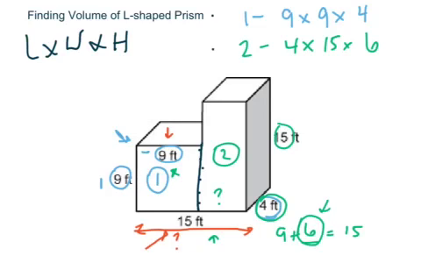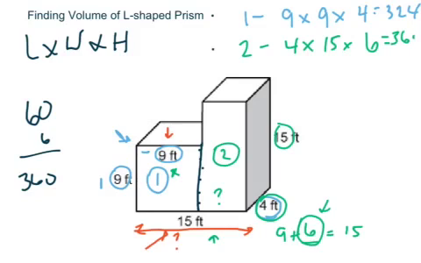Okay, 9 times, I'm going to do a piece in my head. 9 times 9 is 81, times 4 is going to be 324. So you can keep track of that. So the volume of shape 1 is 324. I'm going to clear my work off so I have some more room to work. And I have 15 times 4 is 60, and 60 times 6 is 360. So this is 360.